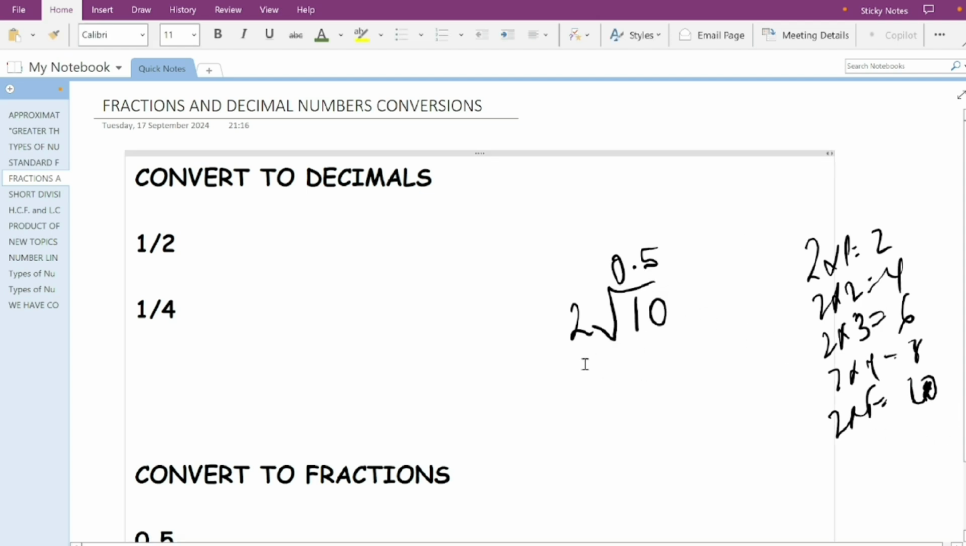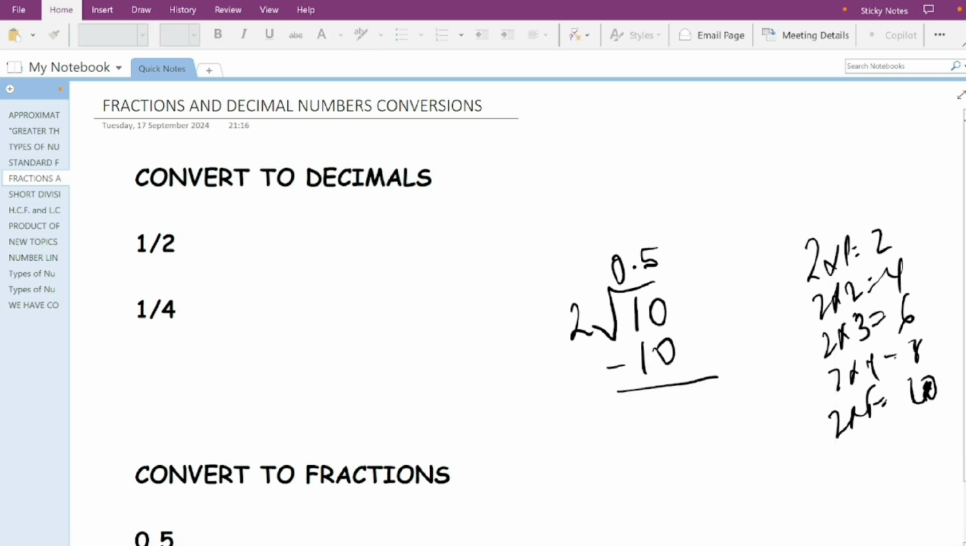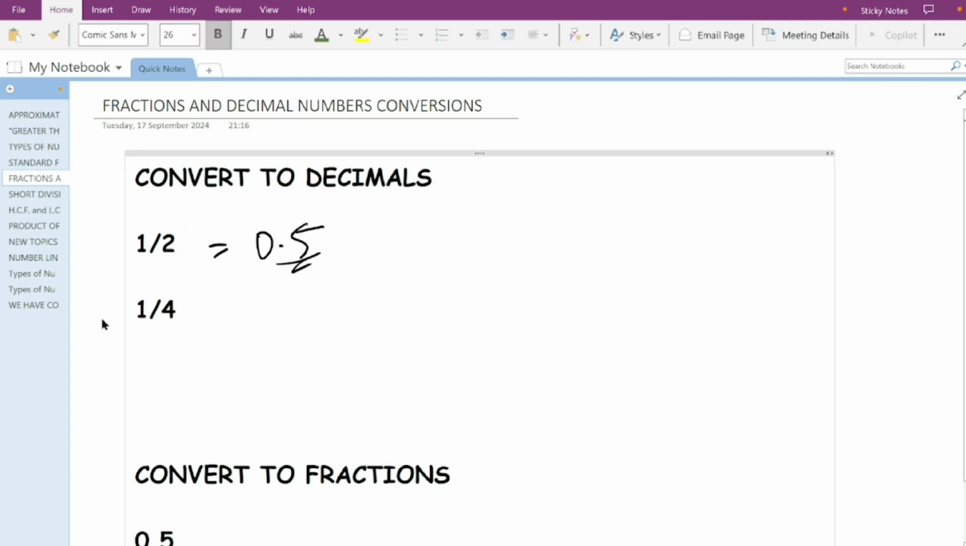And the result of multiplying 2 by 5, you write it under 10, then you subtract. 0 minus 0 is 0. 1 minus 1 is 0. Our answer to 1 over 2 from a fraction to decimal is 0.5. The second question is 1 over 4. Convert 1 over 4 from a fraction to a decimal.